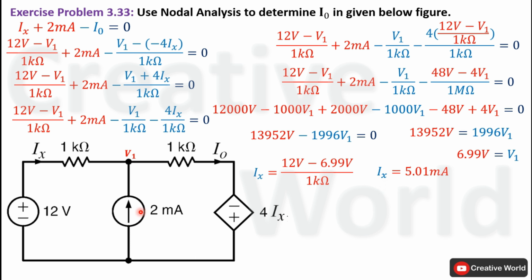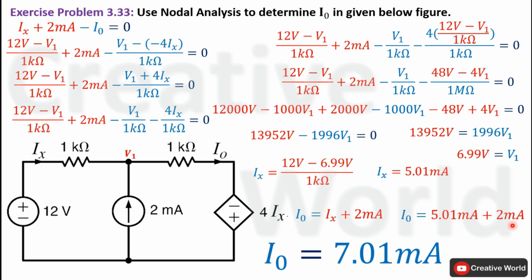Now we have the value of 2 milliampere current source as well as the value of current Ix. Both currents are entering towards this node. So using Kirchhoff's current law, we can find out the value of current I0. So current I0 will be equal to the sum of both entering currents, Ix plus 2 milliampere. Replace Ix with its value. Sum of 5.01 milliampere and 2 milliampere will become 7.01 milliampere. So 7.01 milliampere current is passing through this branch with this specific direction.